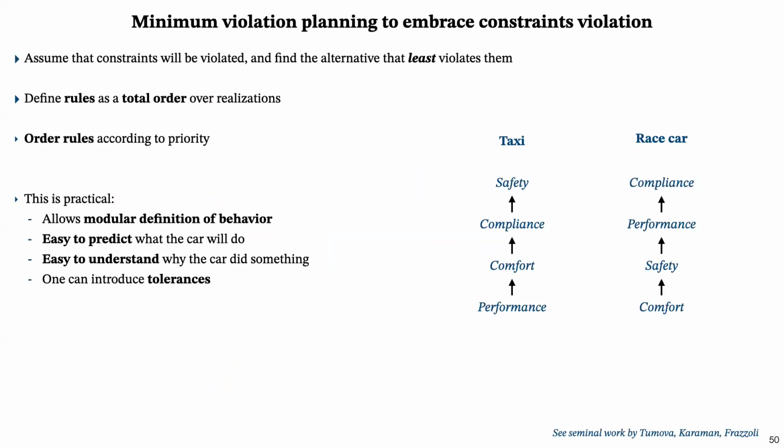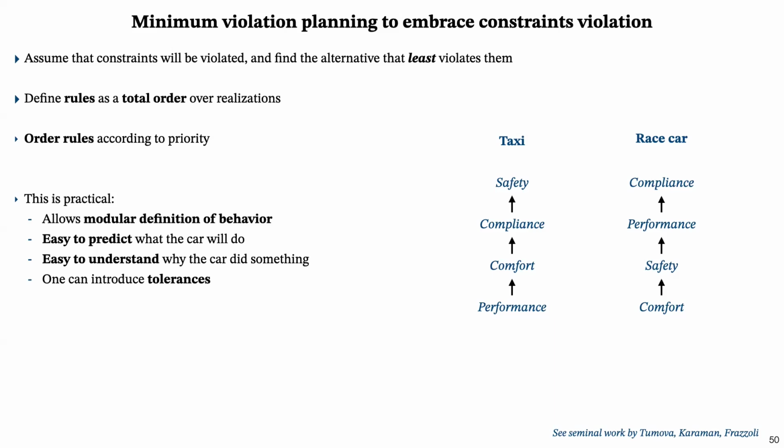So the starting point for me was that there was very cool work from Jana Tumova at KTH and Sertac Karaman and Emilio Frazzoli at MIT back then on this so-called minimum violation planning. So let's assume that rules will be violated. Let's just find the alternatives that least violate them, right? So it's a kind of perception shift. You defined back then rules as total orders over realizations, and the order of rules is given according to priority. So for instance, a taxi cares about safety, compliance, comfort, and performance, whereas a race car cares about compliance, performance, safety, and comfort. Of course, depending on the context, you might switch the order.